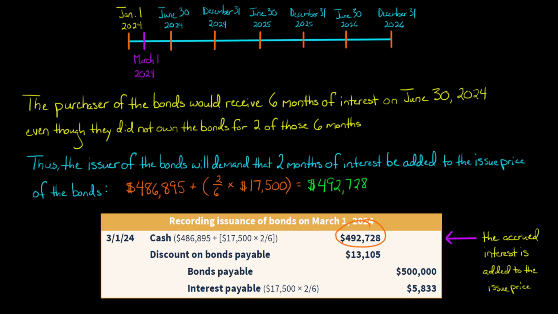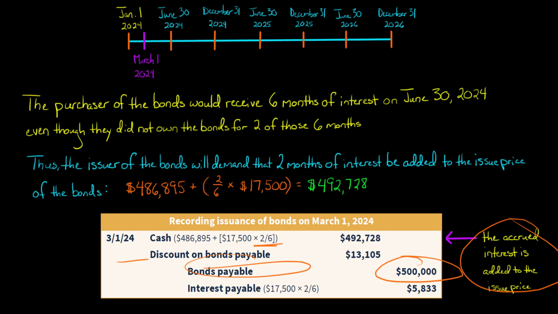So that accrued interest is received by the borrower. They say, hey, look, why don't you give us that 2/6 of that first interest payment? But then, of course, they're going to have to pay that out 6 months in. So this is just added to the issue price. And then, of course, we debit the discount on bonds payable and credit bonds payable for the face value, just like we would with a normal bond issuance. So in short, the accrued interest, in this case 2 months of accrued interest that the investor would have received even though they did not own the bonds for that time, is simply added to the issue price of the bond, and this makes everybody happy.